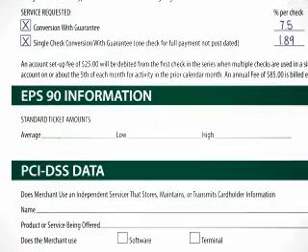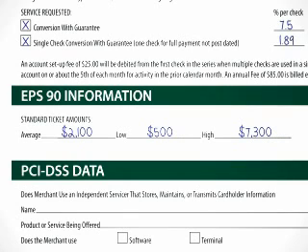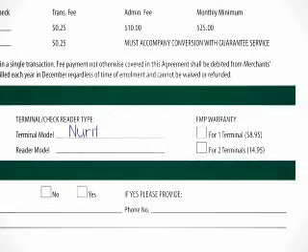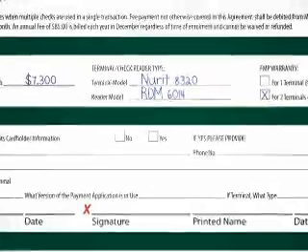EPS 90 information. Please list the average, low, and high ticket amounts that the merchant will be running through the EPS 90-day program. In this section, include the terminal model and reader model that EPS will be reprogramming. To the right of the terminal and reader information, you will find the FMP warranty checkboxes. If you'd like to sign your merchant up for the warranty on their EPS 90 equipment, please check the FMP Warranty 2 terminal box. If you want to cover the Nerite terminal only, please check the 1 terminal box.